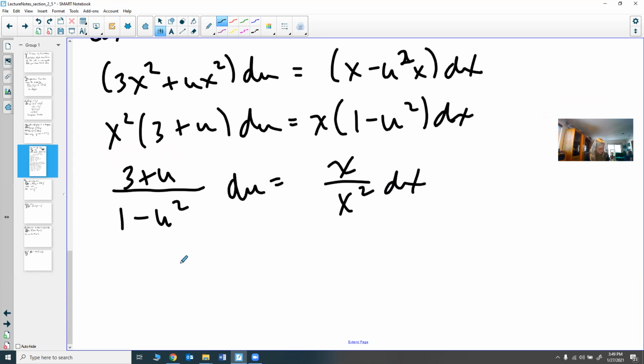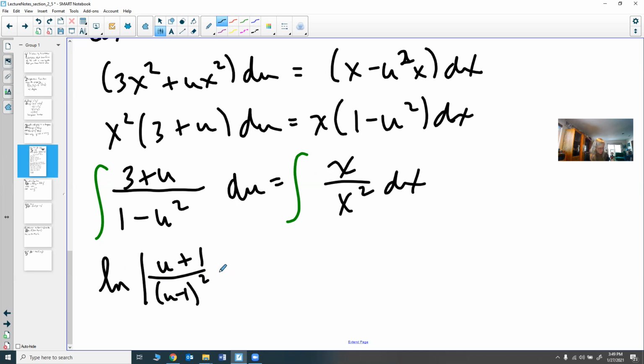And then all we have to do is take the integral of both sides. We now know we have a separable equation, so we can do the integral of both sides, and we're good. When I do the integral of this, I get the natural log of u plus 1 over u minus 1, quantity squared. So the integral of 3 plus u over 1 minus u squared is the natural log of u plus 1 over u minus 1 squared. The integral of x over x squared is the integral of 1 over x dx, which of course is just the natural log of x. We're done taking integrals, so we do need our plus c.